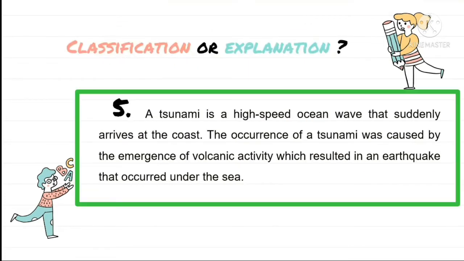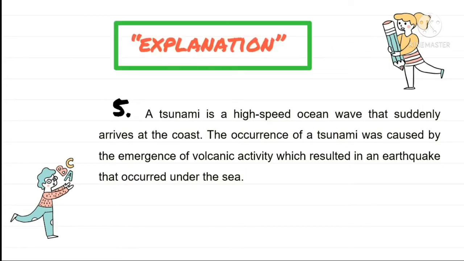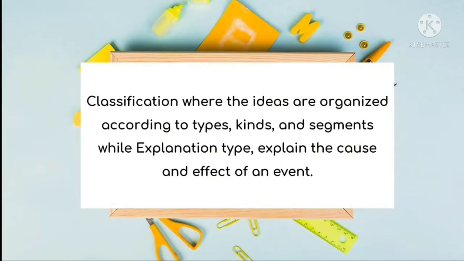Number 5, a tsunami is a high-speed ocean wave that suddenly arrives at the coast. The occurrence of a tsunami is caused by volcanic activity, which results in an earthquake that occurs under the sea. The correct answer is explanation, because this paragraph tells us where and how a tsunami is made. Now we're done with our first exercise.